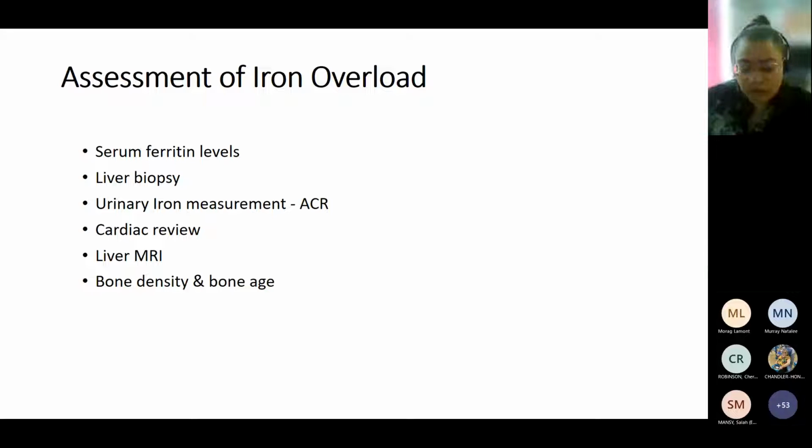If there's a high level of iron, then we might go down the liver biopsy route just to make sure there's no sort of liver disease developing from this. And then particularly for thalassemic patients, you'd want to look at their bone density and bone age, and this is actually part of their annual review as well.